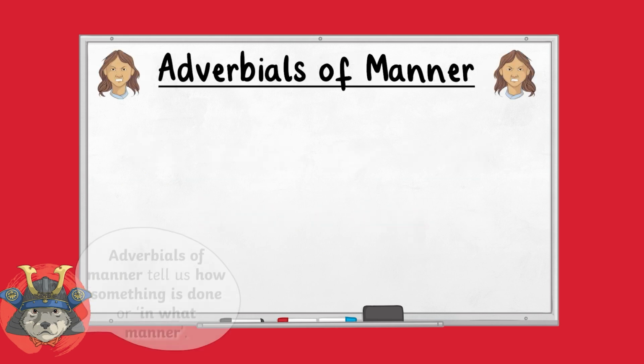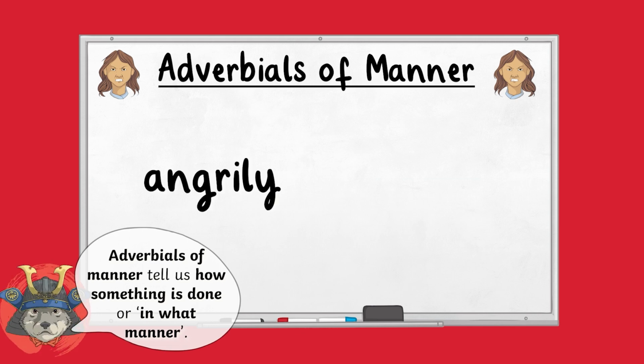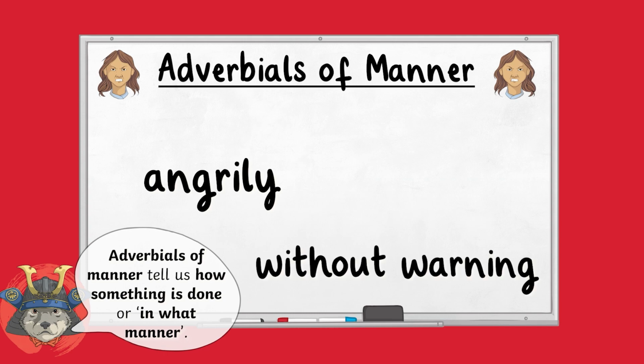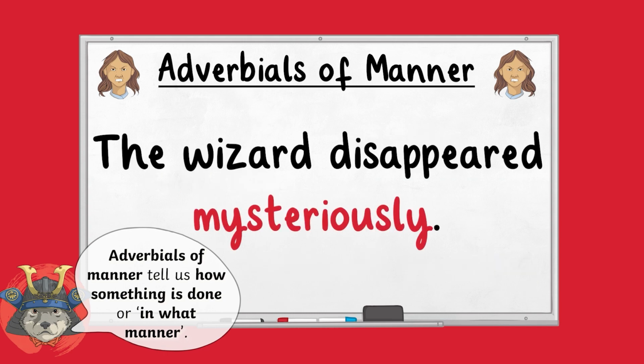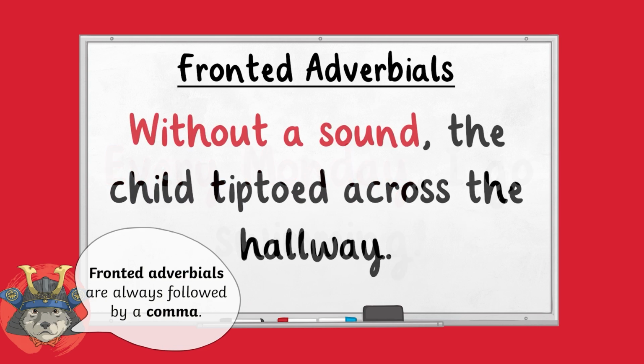Adverbials of manner tell us how something is done or in what manner, such as angrily, without warning, softly. The wizard disappeared mysteriously. If the adverbial is at the front of a sentence, it's called a fronted adverbial and is always followed by a comma to separate it from the rest of the sentence. Every Monday, I go swimming. Without a sound, the child tiptoed across the hallway.